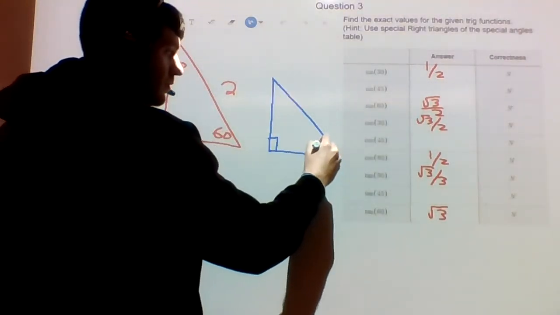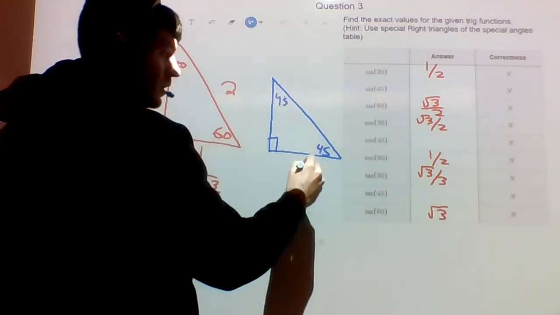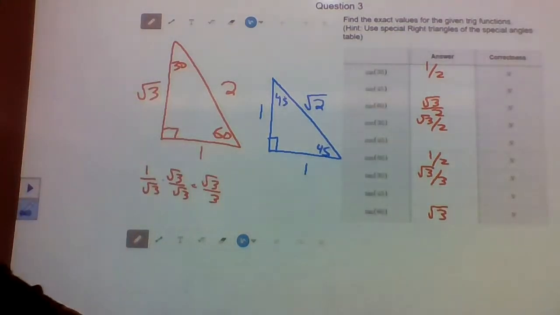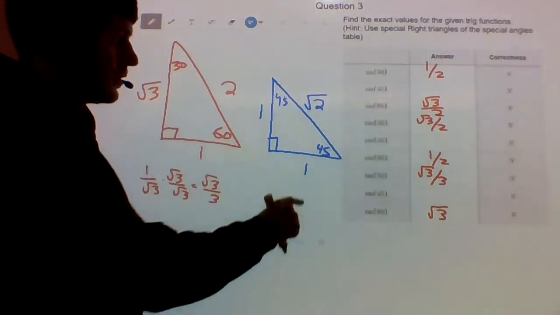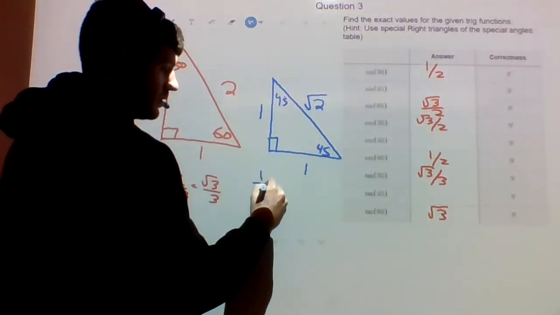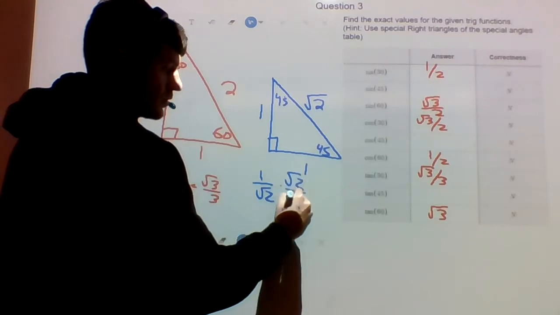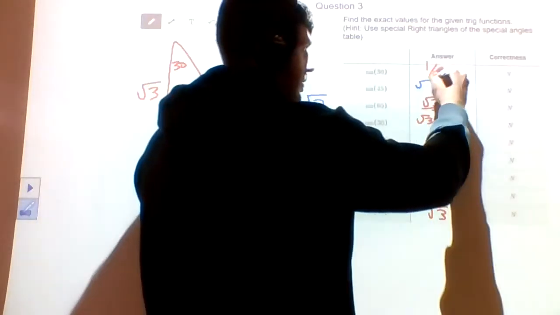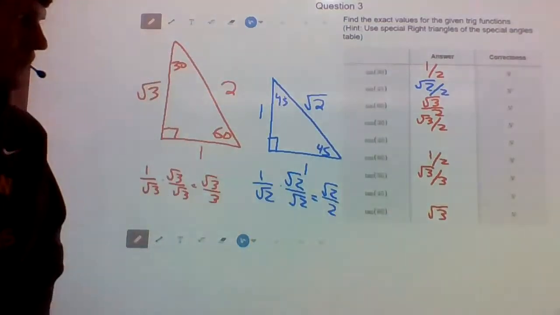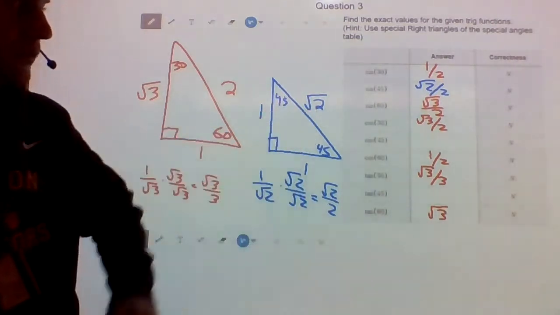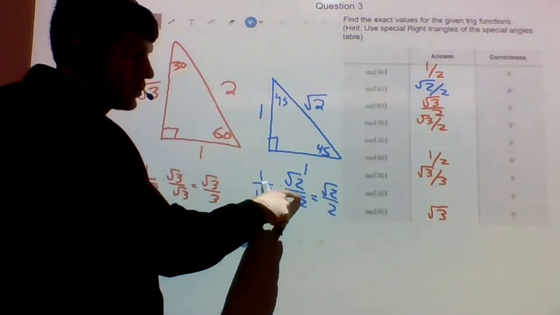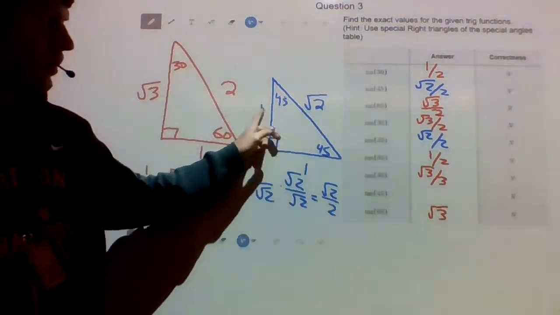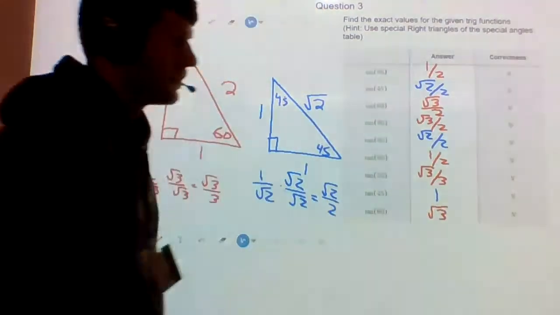Okay, and then we can also do the special right, the 45, 45, 90 special right triangle. So if we have 45, 45, 90, if we make the legs 1, our hypotenuse is square root of 2 times the leg. And we can do the same thing. So sine of 45, right, that's 1 over square root of 2. Right, you multiply by square root of 2 over square root of 2. You're going to get square root of 2 over 2. Cosine 45 is going to be the same thing, 1 over square root of 2. So multiply by square root of 2 over square root of 2, you get square root of 2 over 2. And then tangent 45, 1 over 1 is just 1.